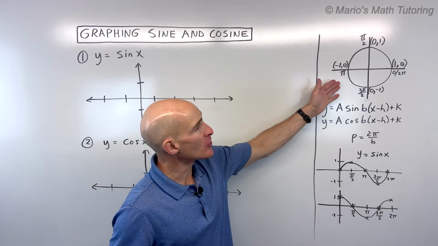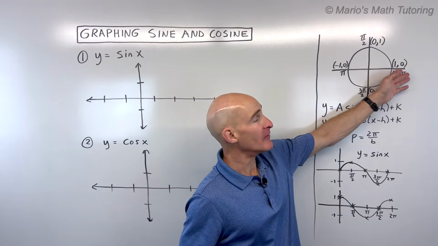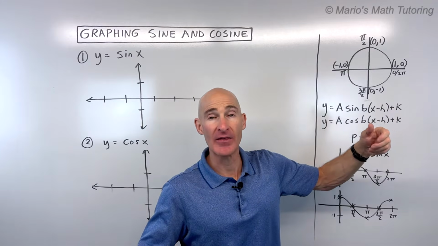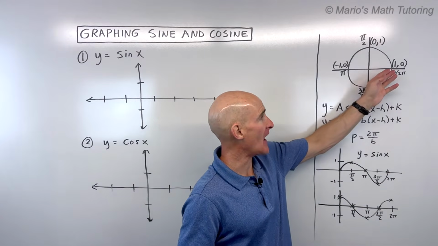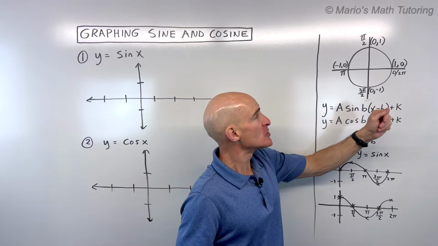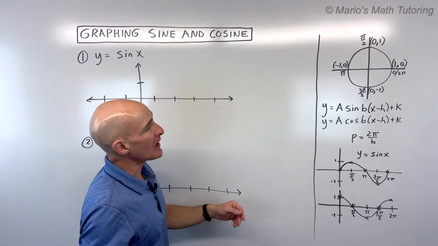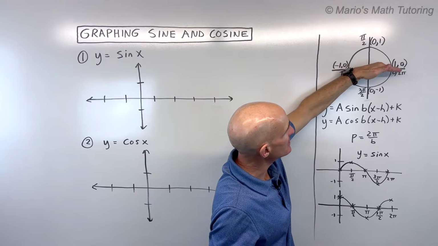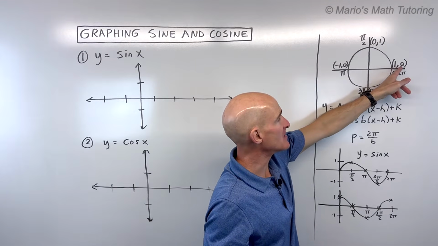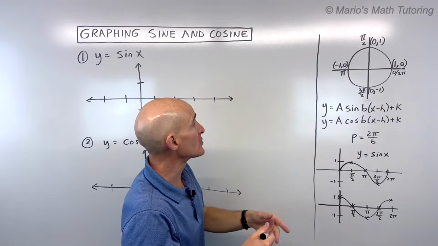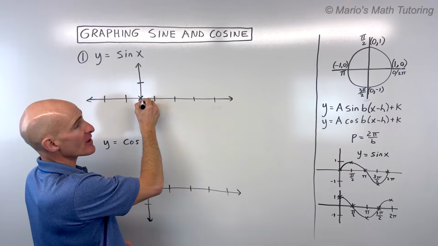But on the unit circle, remember the sine of an angle is going to correspond to the y coordinate, okay? And the cosine is going to correspond to the x coordinate at that angle. So for example, if I want to graph the sine graph, I'm going to say, okay, at 0 degrees, or you could say 0 radians, the sine value is equal to the y coordinate here, which is 0. So I'm going to put a point right here at 0.